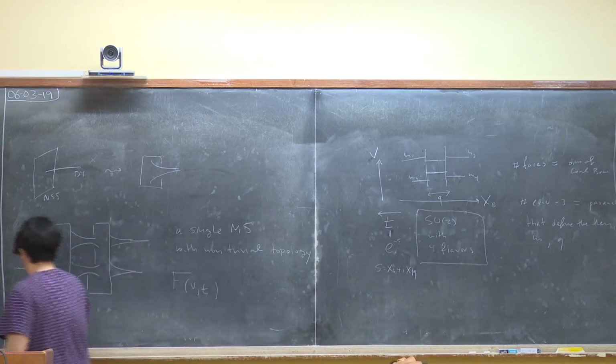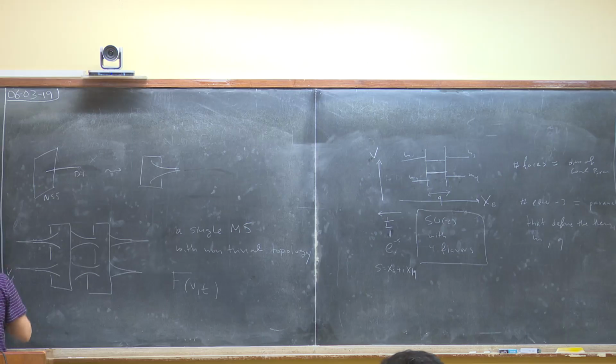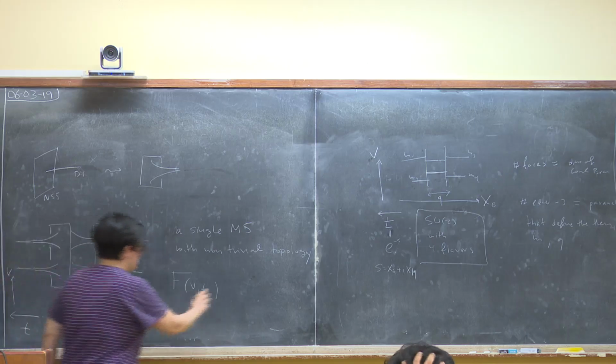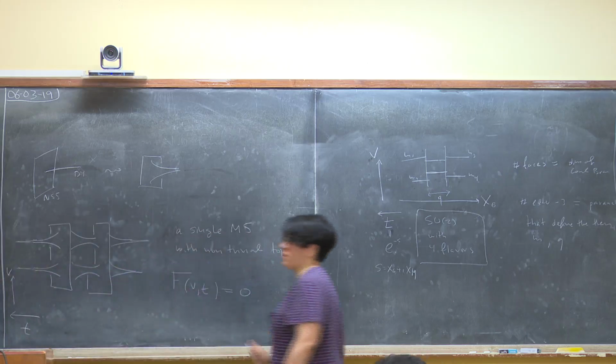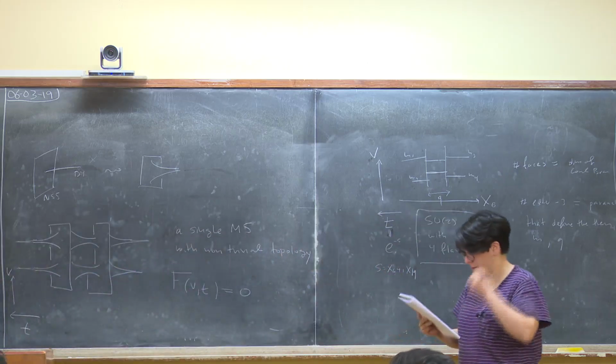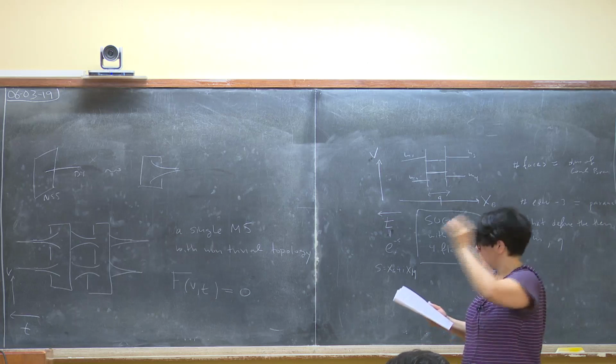Again, this is the v, and this is the t. No, the t is the other way. There will be an equation, and this will be the Seiberg-Witten curve. Now let's try to derive this.